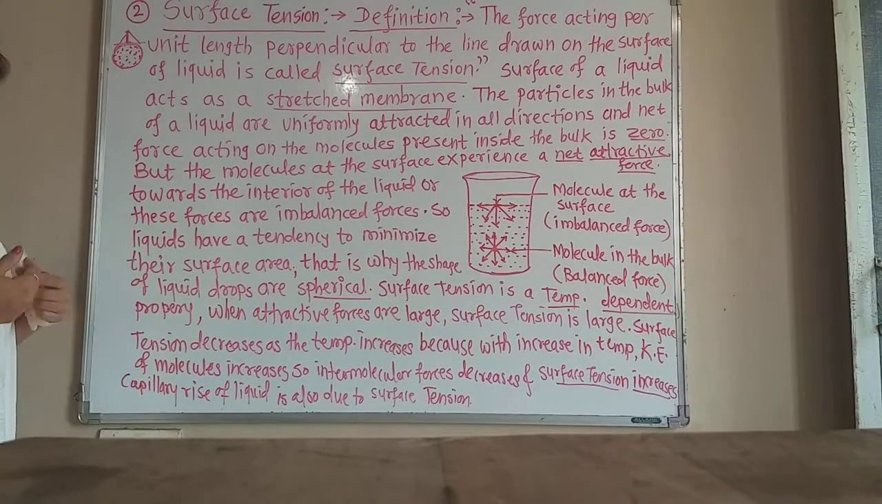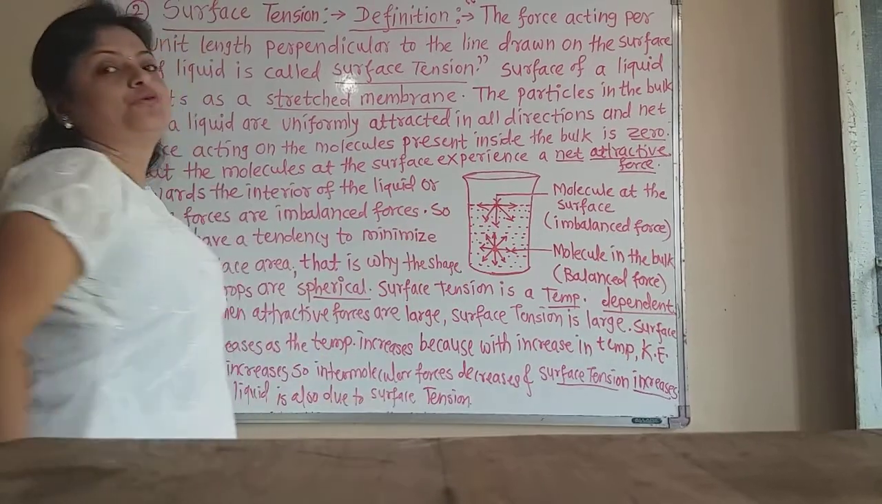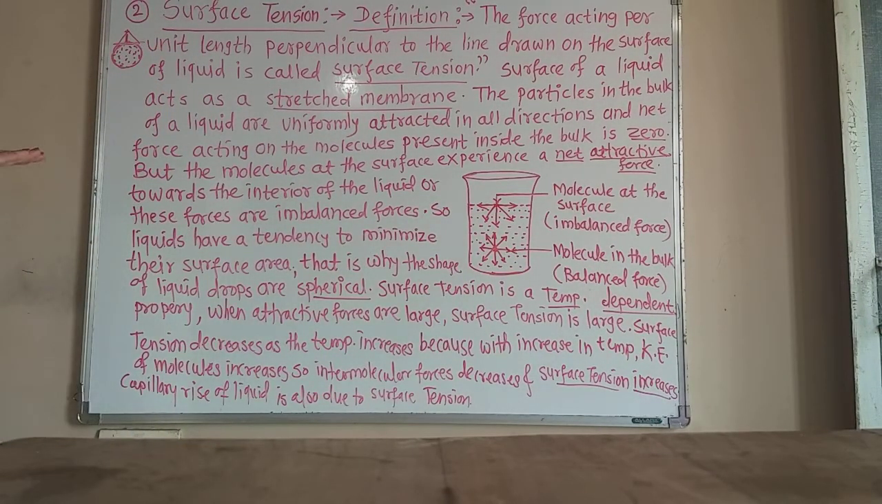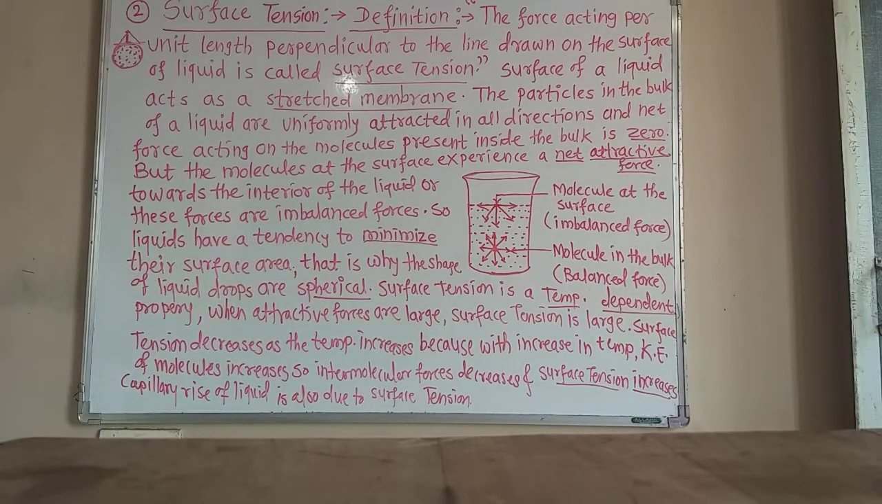But the molecules on the surface experience a net attractive force towards the interior of the liquid. There is always a net attractive force toward the interior of the liquid. Therefore, the surface of the liquid acts as a stretched membrane, and these forces are imbalanced forces. And so the liquid has a tendency to minimize their surface area, and that is why the shape of a liquid drop is always spherical.